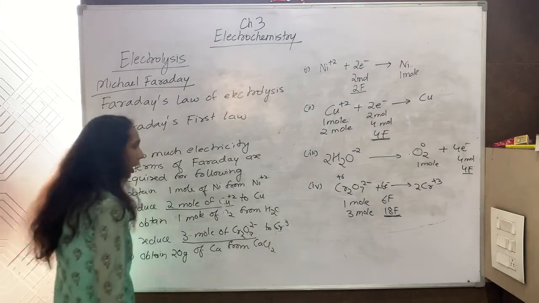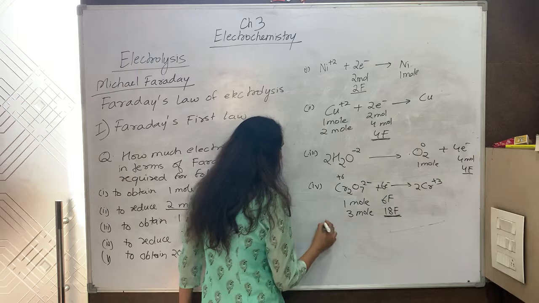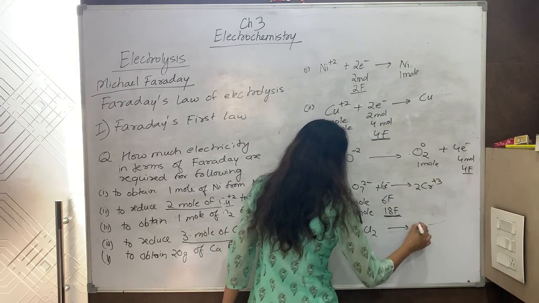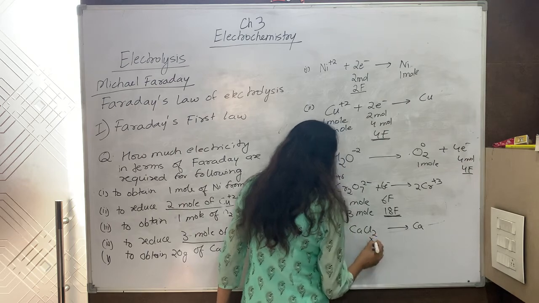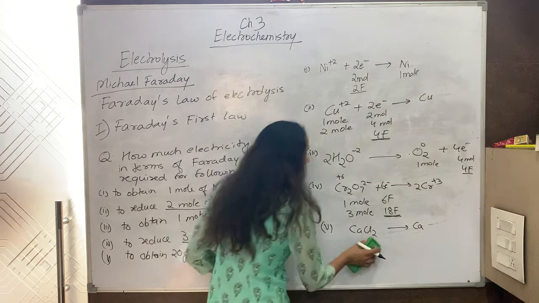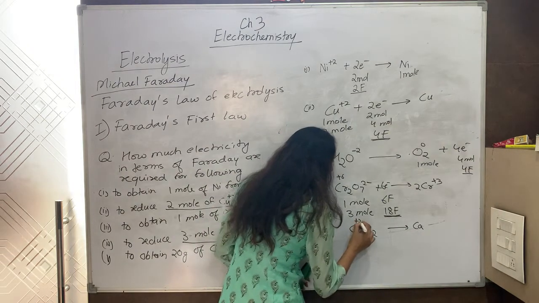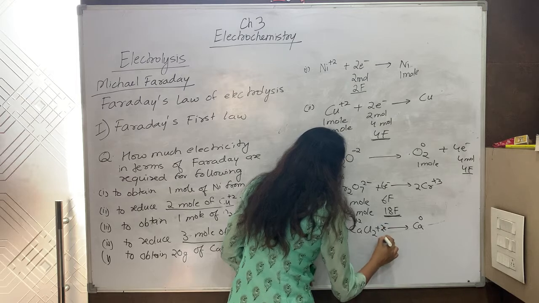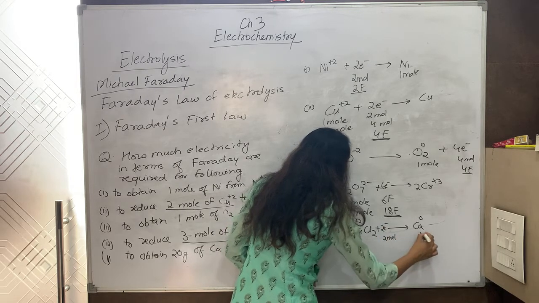Fifth part. To obtain 20 grams of calcium from calcium chloride. Calcium chloride to calcium. I am not concerned with chlorine, because chlorine is not there in the product. What is the oxidation number of calcium here? Plus 2 to 0. You require how much? 2 electrons. 2 mole electrons and I get 1 mole.